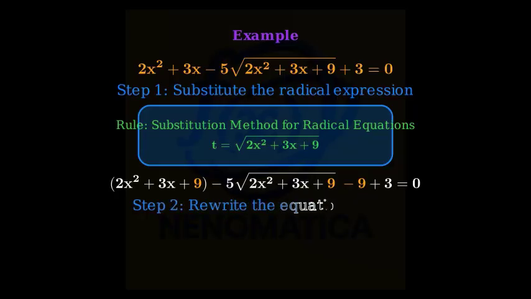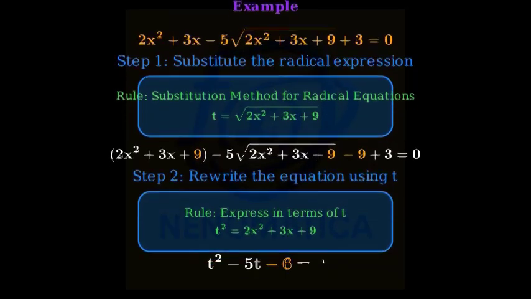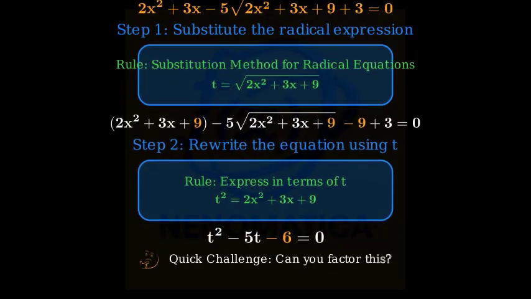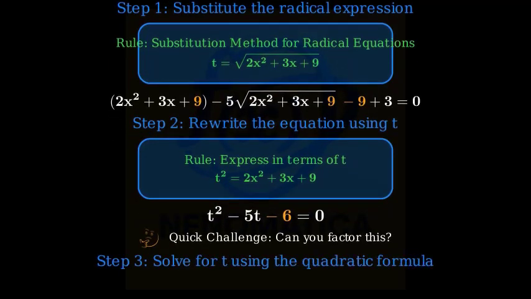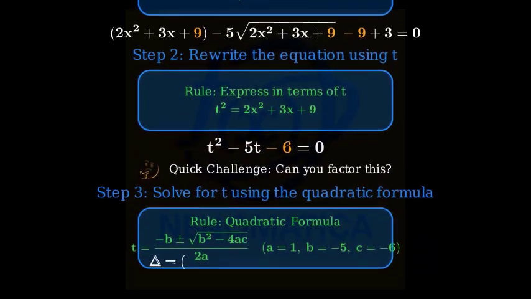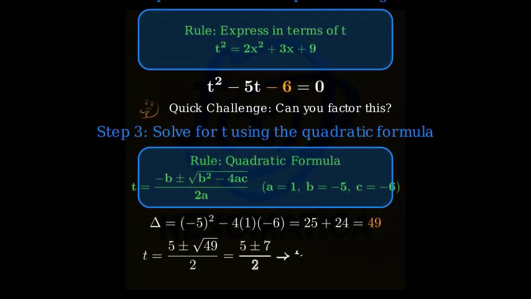Step 2. Replace the group terms using t. Since t squared equals 2x squared plus 3x plus 9, the equation becomes t squared minus 5t minus 6 equals 0. The negative 6 is highlighted because it comes from negative 9 plus 3. Step 3. Solve the quadratic in t using the quadratic formula. t equals 5 plus or minus the square root of 25 minus 4 times 1 times negative 6, all over 2. That simplifies to t equals negative 1 or t equals 6.